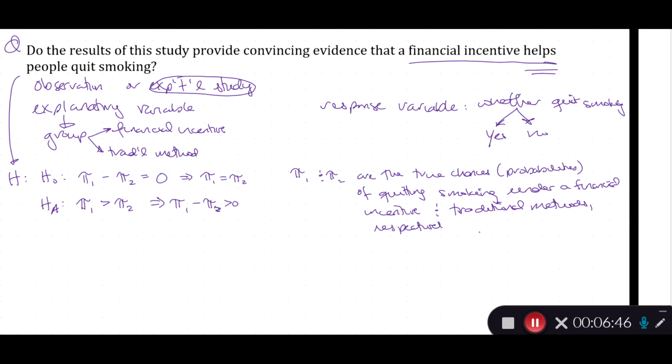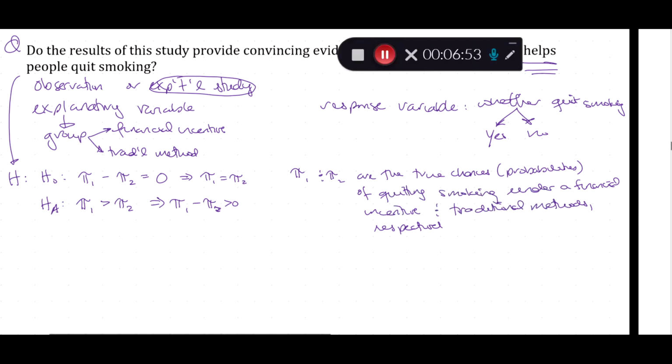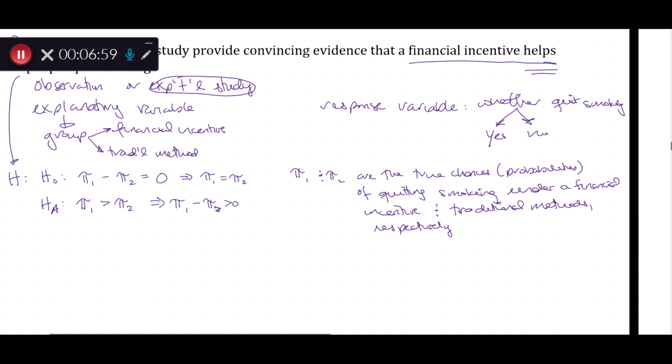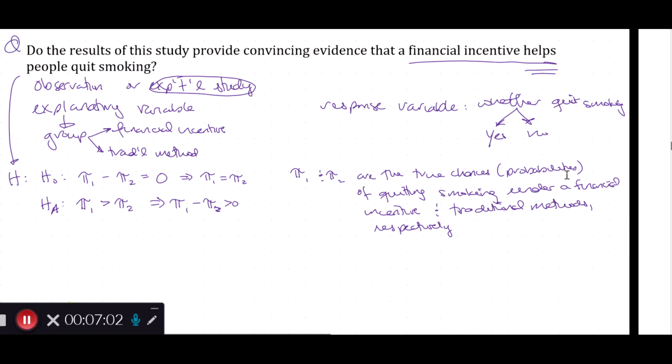So pi 1 is the probability that someone successfully quits smoking using the financial incentive, and pi 2 is the probability that someone is a successful quitter when they use just the traditional method. In this way we can see that the alternative hypothesis is saying that the probability of quitting using the financial incentive is higher than the probability of quitting using just a regular traditional method.